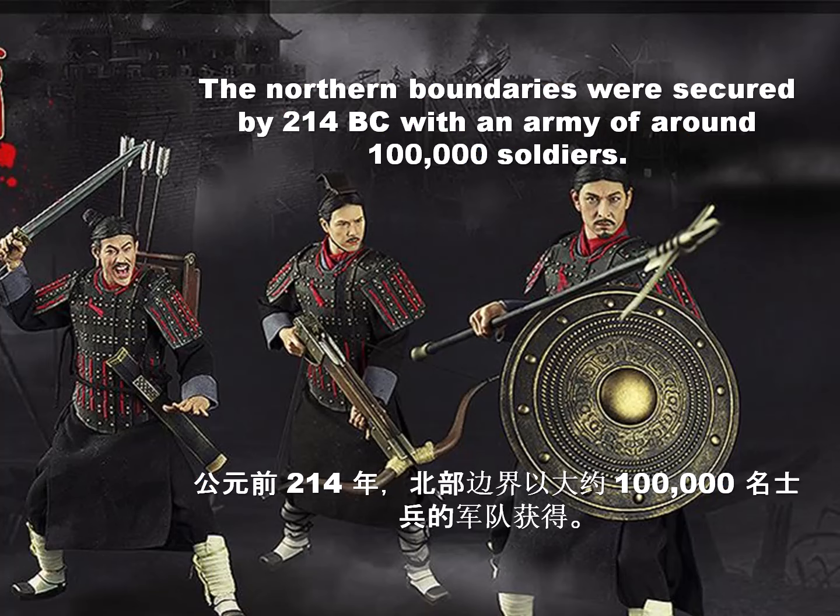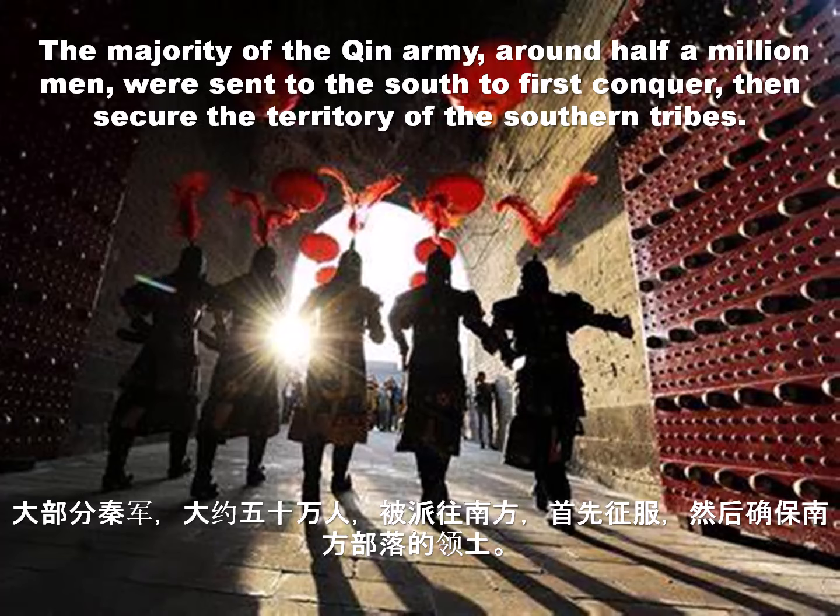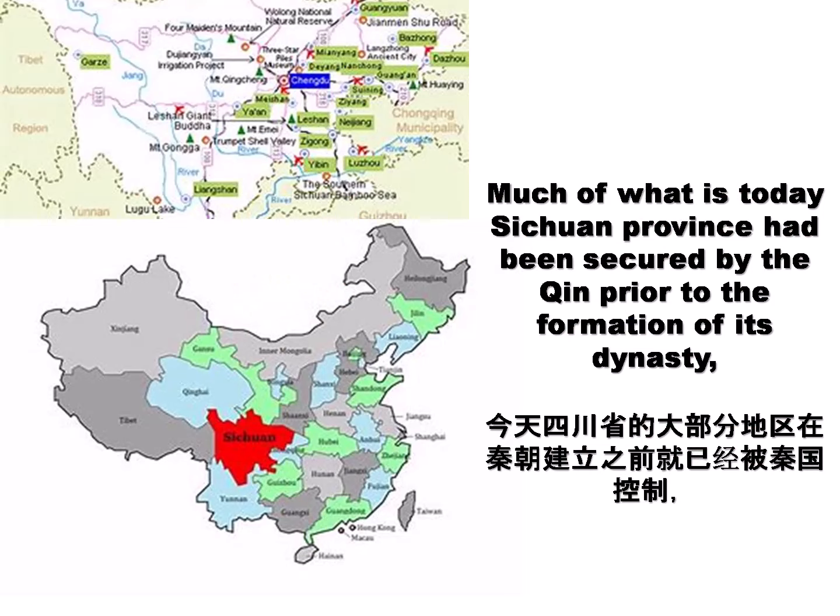Southward expansion. The northern boundaries were secured by 214 BC with an army of around 100,000 soldiers. The majority of the Qin army, around 500,000 men, were sent to the south to first conquer, then secure the territory of the southern tribes. Much of what is today's Sichuan province had been secured by the Qin prior to the formation of its dynasty.